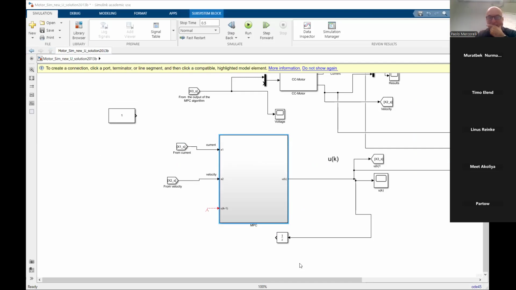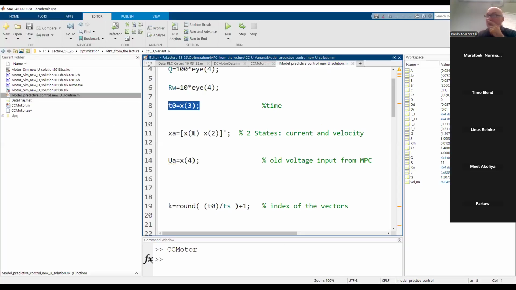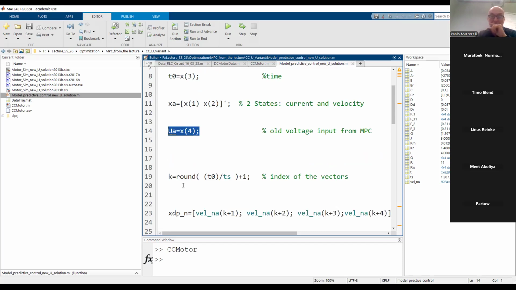Then we have the states, characterized by this column. Do you remember the state vector is characterized by a column in which we have the first input and second input of the MPC, realized in a vector. You don't use this, the element 4. This was UK-1. I don't know if you remember.